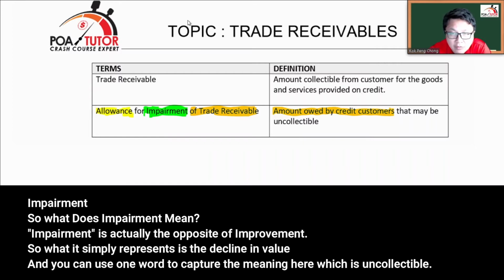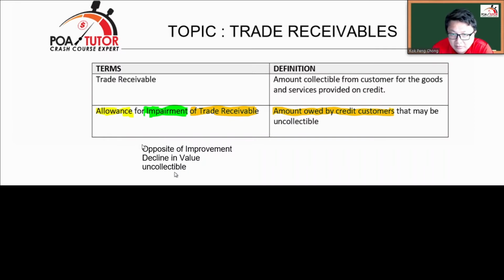Impairment. So what does impairment mean? Impairment is actually the opposite of improvement. So what it simply represents is there's a decline in value. And you can use one word to basically capture the meaning here, which is uncollectible. So let me paint it green. And you can find this word here.